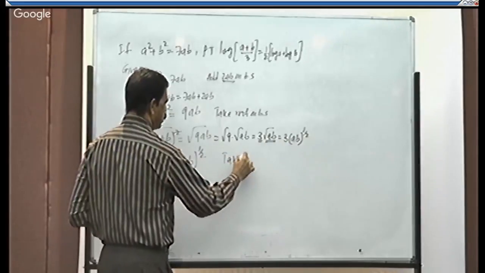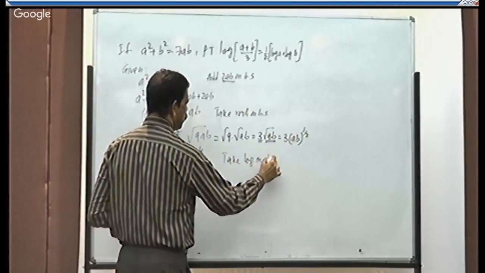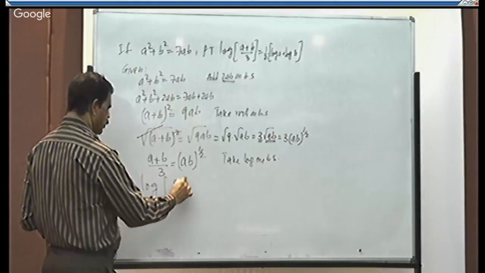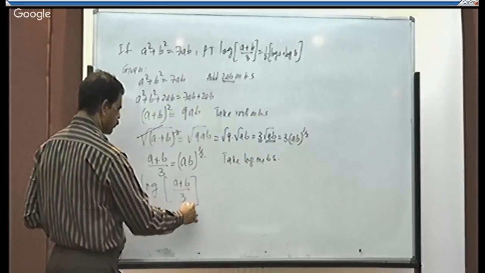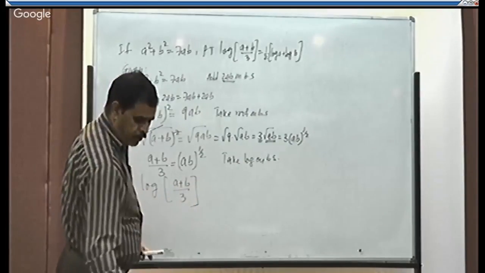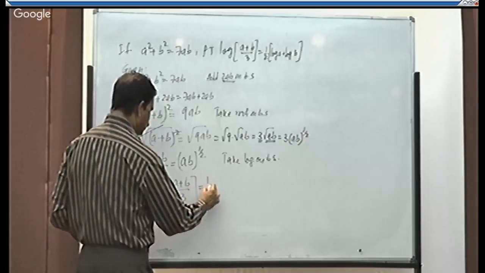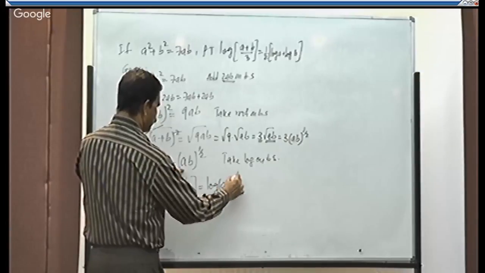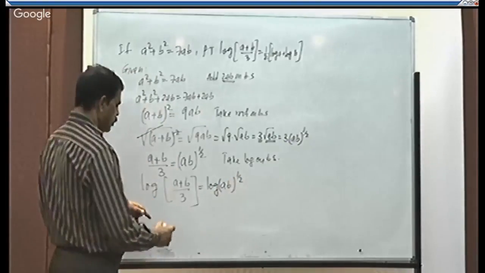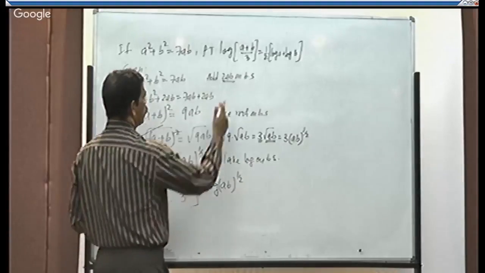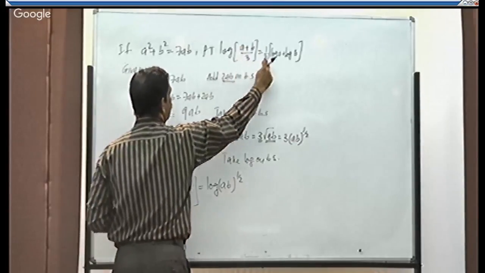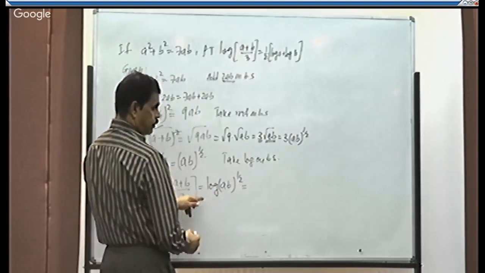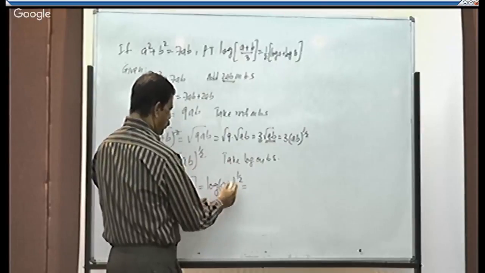Now take log on both sides. It becomes what? Log of (a + b)/3 is equal to what? Log of (ab) to the power of half. On the left hand side, we have obtained log of (a + b)/3 and we need to get the right hand side. So to get that, simplify only the right hand side part.